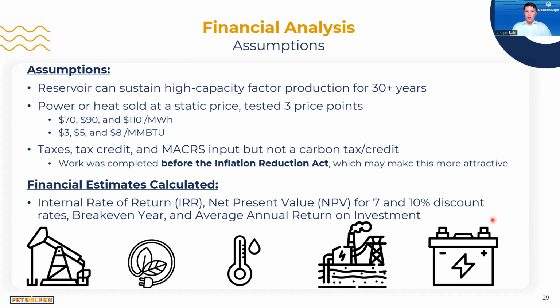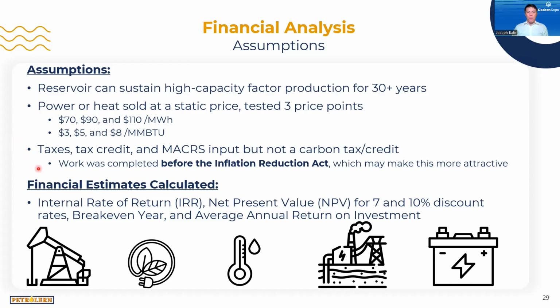We're assuming that these can also do that and do that for 30 plus years. Now we're selling that power, and we assumed 3 static price points, either 70, 90, or 110 per megawatt hour. Or if we're selling this as heat, we are replacing either a $3, $5, or $8 per MMBTU cost. We assumed taxes, tax credits, and makers inputs, but we don't have a carbon tax or a carbon tax credit.